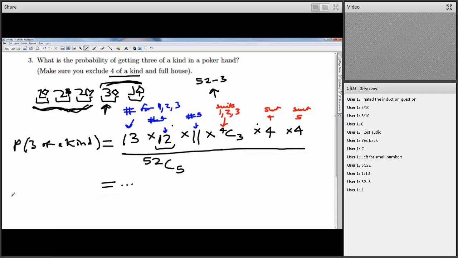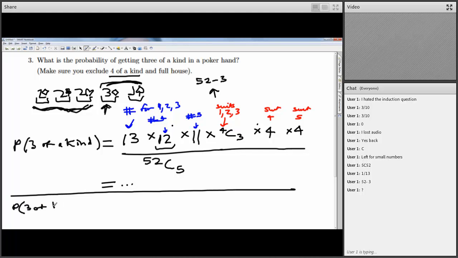So just as an aside, to link with what you were thinking, the probability of getting 3 of a kind, or 4 of a kind, or full house. So looking at all these different options.